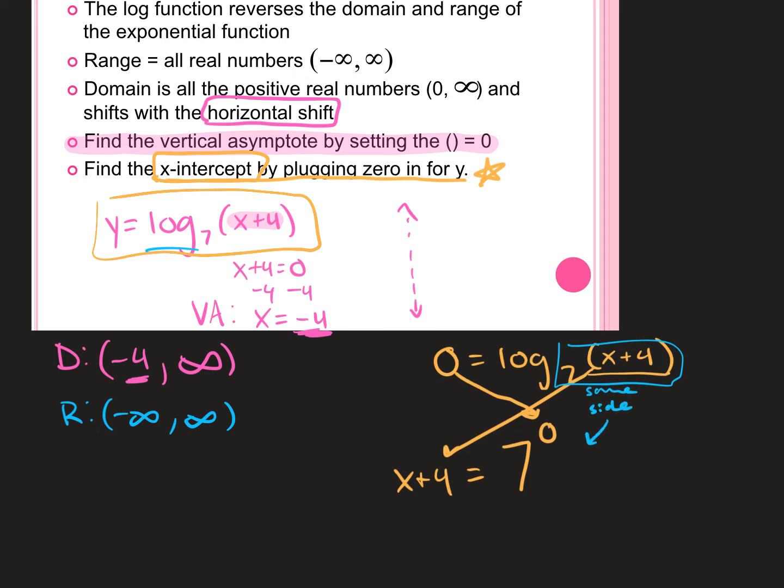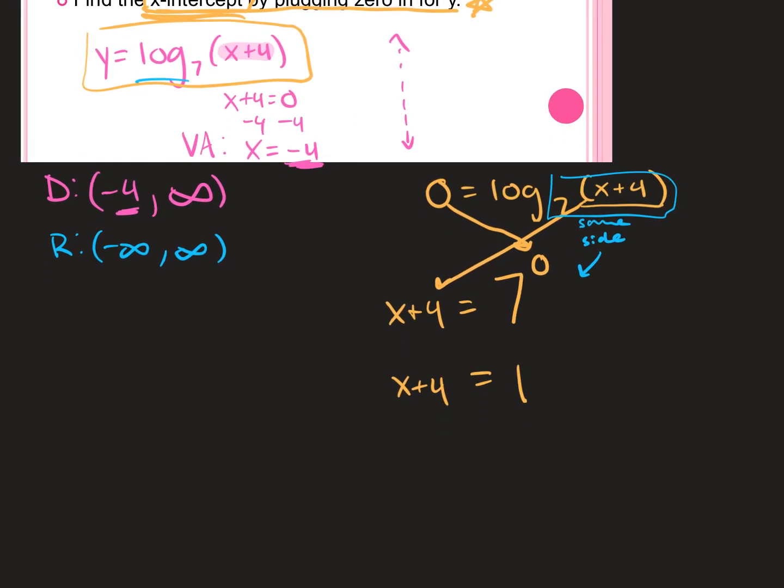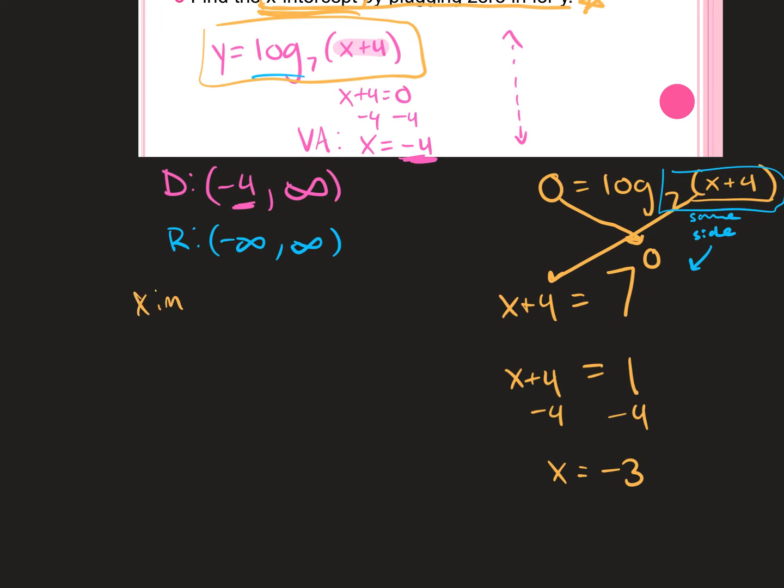So this, again, is how we find our x-intercept. From here, we would solve. So 7 to the power of 0 we know is 1, because anything to the power of 0 is 1. So I have x plus 4 is equal to 1. I would subtract 4 on both sides. So x is equal to negative 3. That is my x-intercept, but when I write my x-intercept, I have to write it as a coordinate point. So I plugged in 0 for y and got x is negative 3. So negative 3 comma 0.